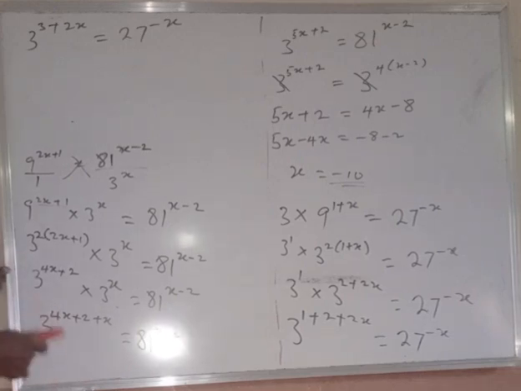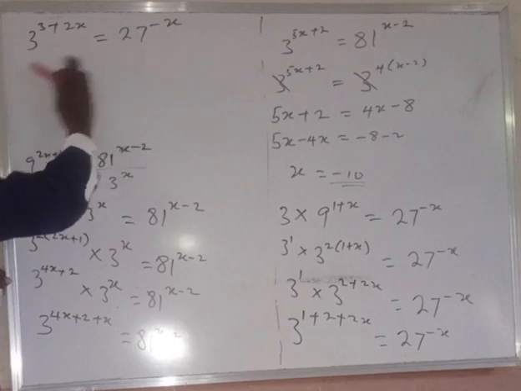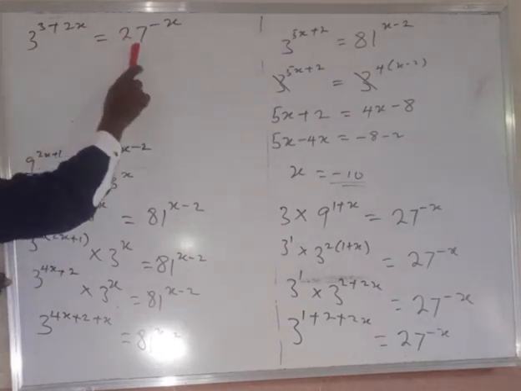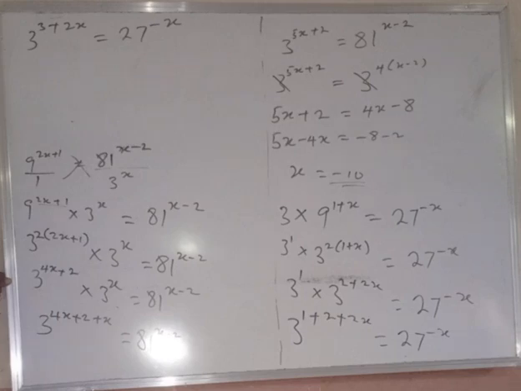Now this is an indicial equation we are solving. Another thing that can happen is, in order to get our answer here, the base on the left side must also be equal to the base on the right-hand side. Is it clear?